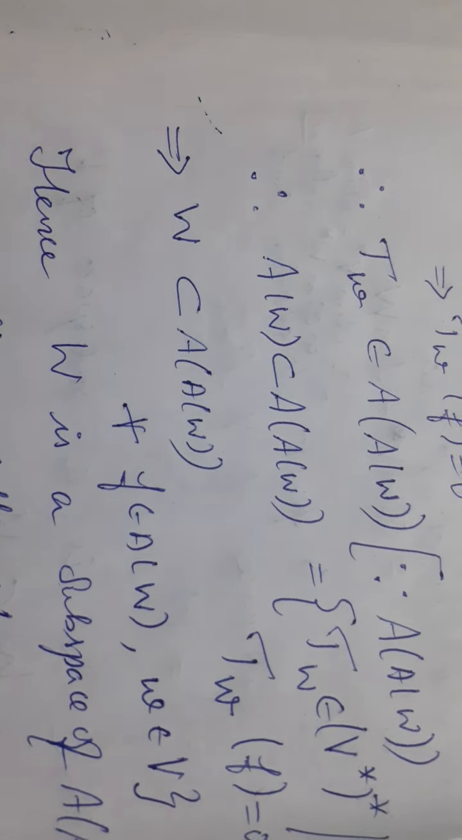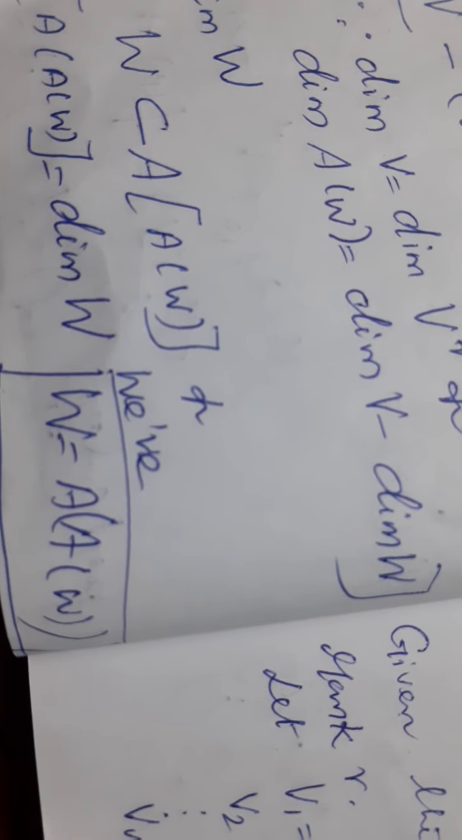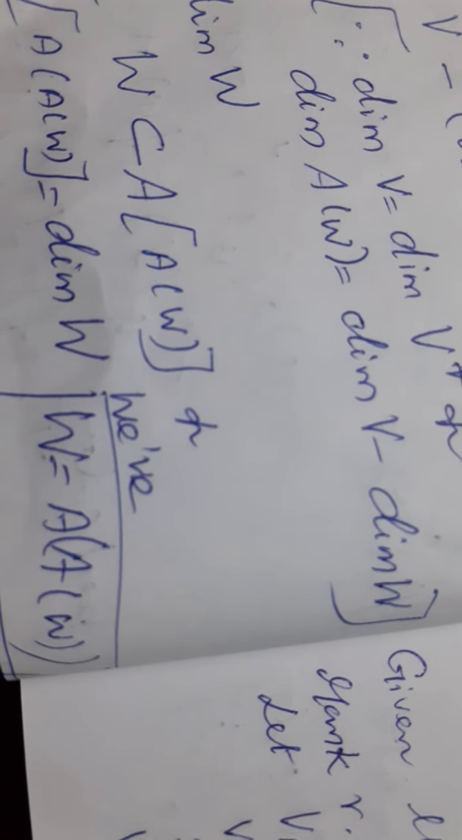Already we have W is a subset of A of A of W and both the dimensions are equal. Therefore, we can say both the sets are equal. W is equal to A of A of W. Is it clear, girls?